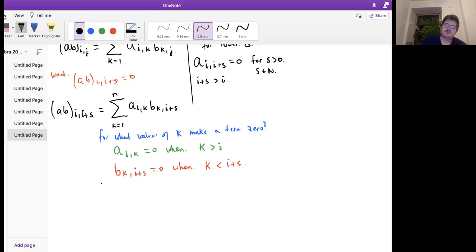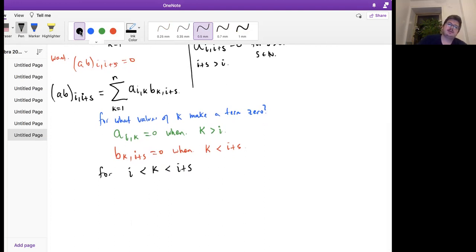So for k that is less than i plus s and greater than i, this term of k is equal to 0. All right, so what does that mean about AB_{i,i+s}?